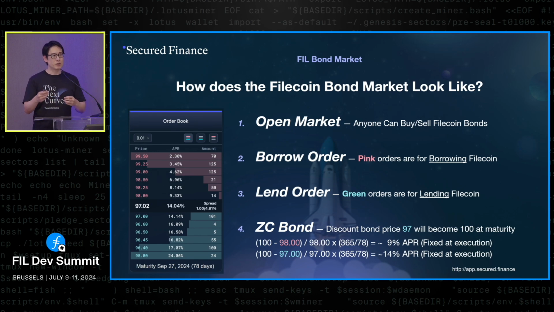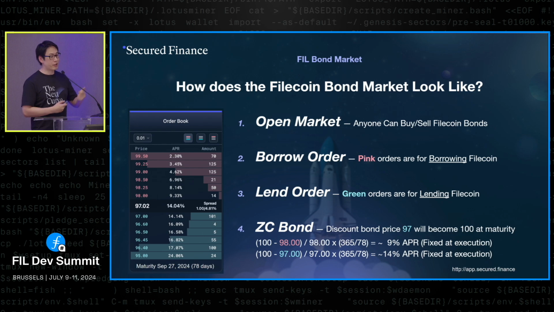If you want to go outside to negotiate the lending terms, you can just reference this data. Hey, this is the market data, so the interest rate should be around 14% or somewhere. So it reflects the entire market. It's not defined by a pool. It's more like the entire network. So this is an open market, and literally anyone can buy, sell Filecoin bonds, borrow or lend Filecoin bonds.